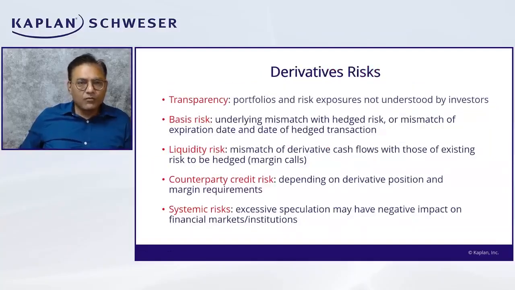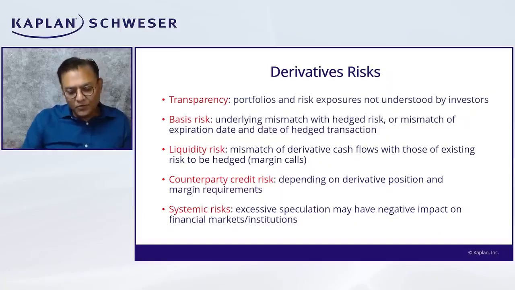All right. What are the risks associated with derivatives? The big thing is transparency, where there are several instruments which may be complex and therefore have risk exposures which are not fully understood by investors. Basis risk is where you're trying to manage a specific risk, but the derivative instrument is not behaving exactly like the underlying, and so there is a mismatch. So if you're trying to manage your fuel cost uncertainty by using oil contracts, your fuel cost is not perfectly correlated with oil prices, and so there is a basis risk.